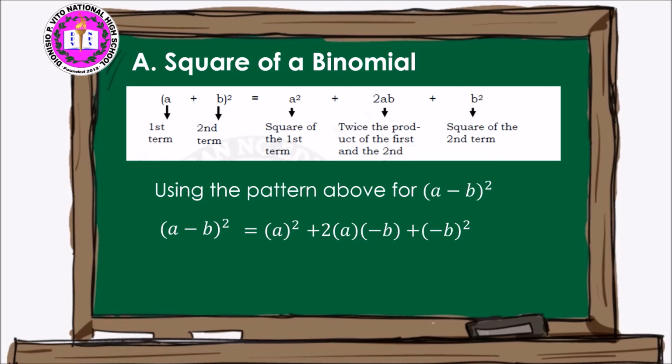Therefore, we have a squared is equal to a squared. Then positive 2 times a times negative b is equal to negative 2ab. Then negative b squared is equal to positive b squared. Therefore, the answer is a squared minus 2ab plus b squared.